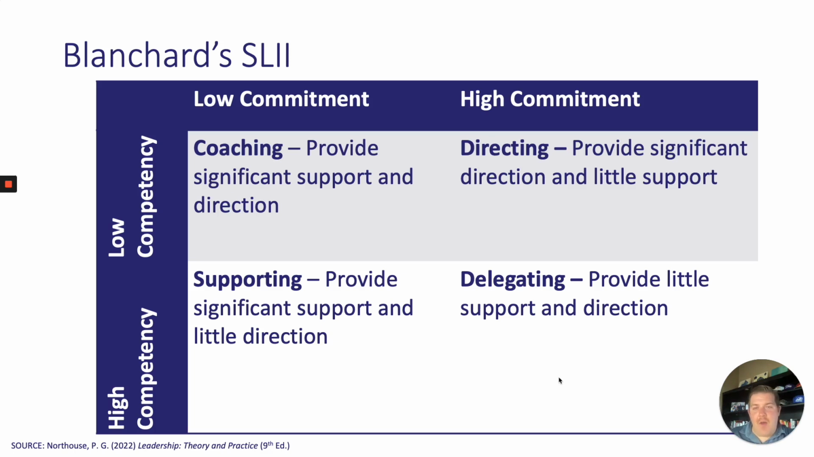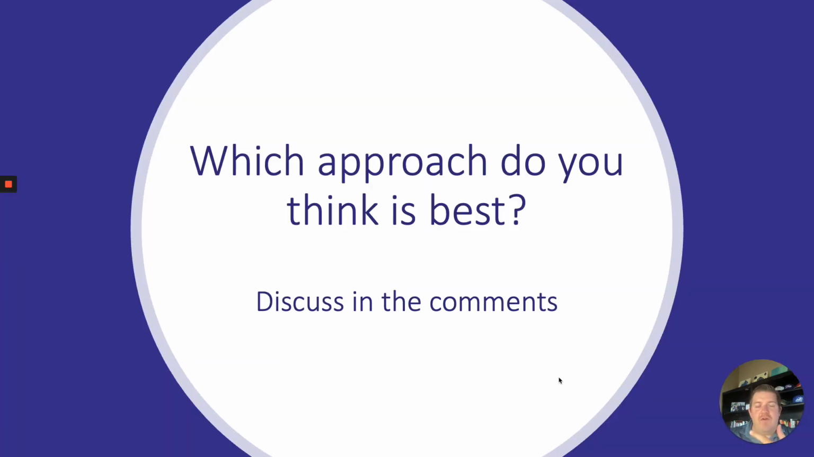Now, moving down to high competency, if we have high competency and low commitment, we maybe adopt the supporting style where we give a lot of support and maybe little direction. They know what they need to do, but we just need to bring them along emotionally. Now, if they have high competency and high commitment, then we can move into what they call the delegating mode, which is where we basically just say, here's something that needs to get done. I trust you. I know you can do it. And we let them go off and do their own thing. So that's Blanchard's SL2, and that gets us through all four of the major approaches.